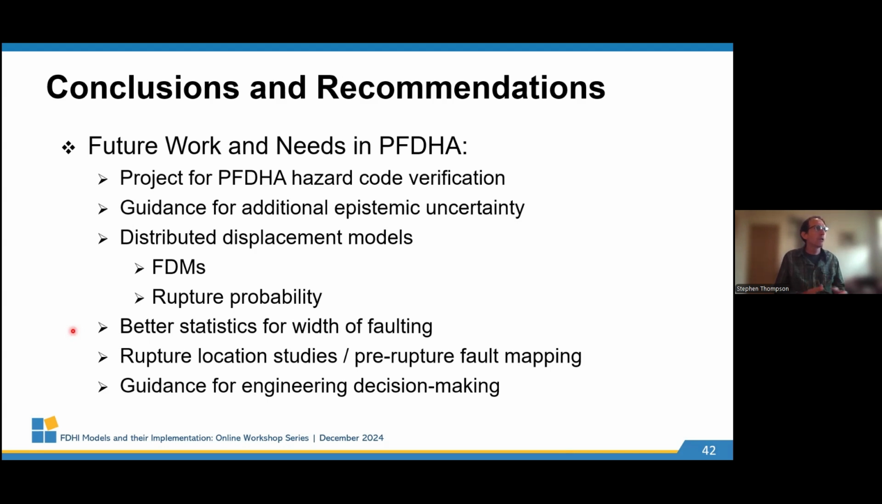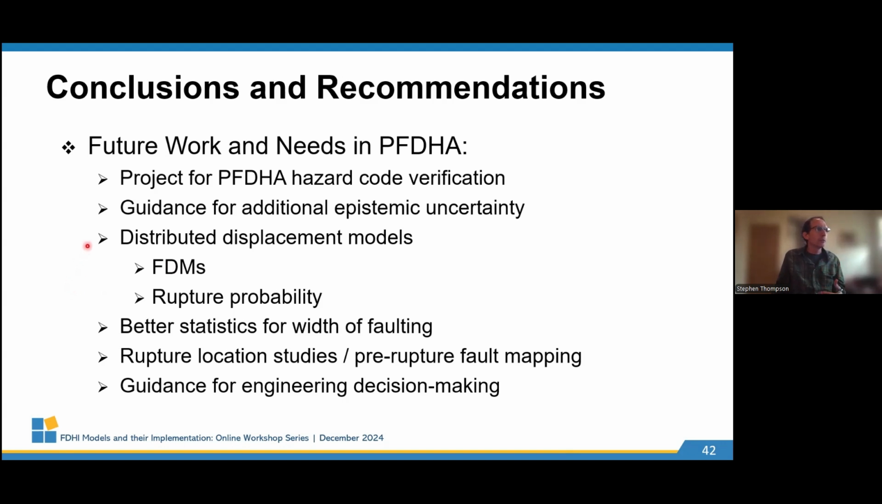Finally, some recommendations for additional work, some things that our group, the FDHI group, has talked about. We need a project for PFDHA hazard code verification. We need guidance from within our model teams for how to add additional epistemic uncertainty to our models. A lot of these models, you can see, had extremely similar predictions.